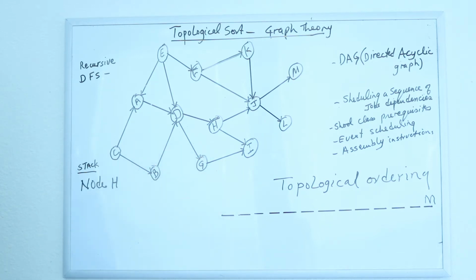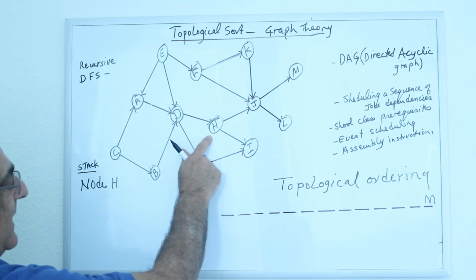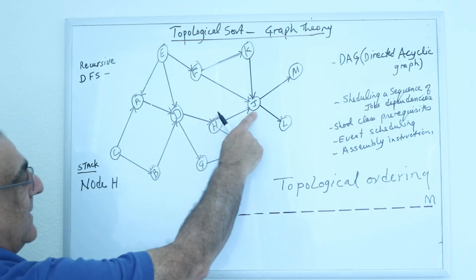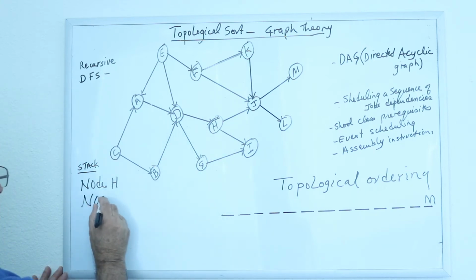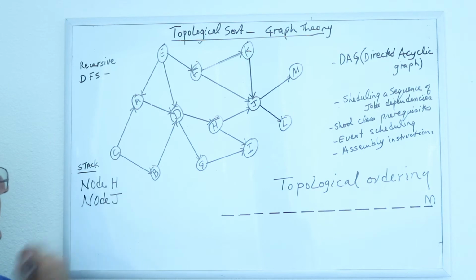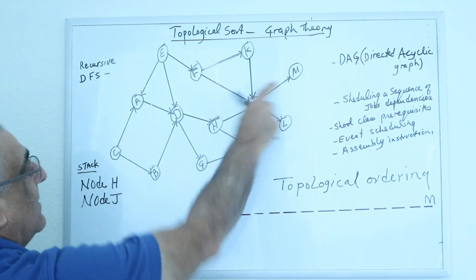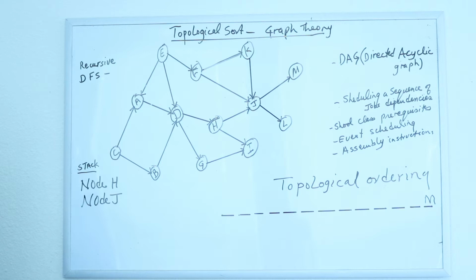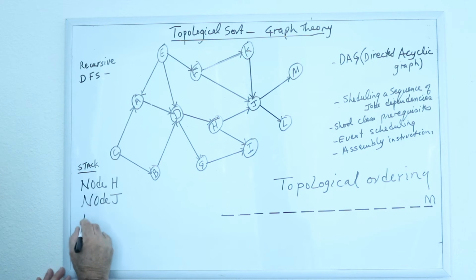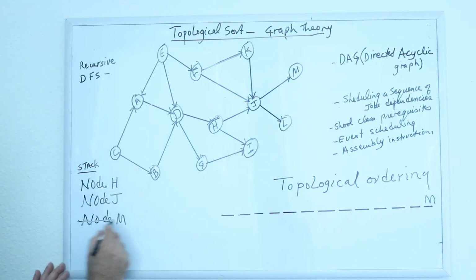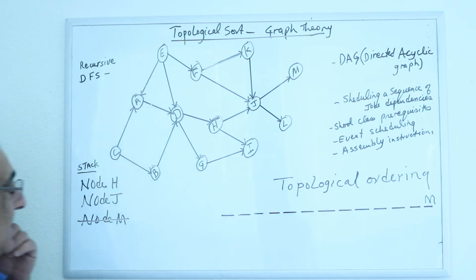Node H says I can take this course or this course. So let's say we decided to take node J. When I take node J, I'm going to put it into the stack. From node J, I can take either this course or that course. If I go to node M, I put M into the stack. Well, I can't go further than M, so I'm going to pop M and put it in my ordering. That's M.